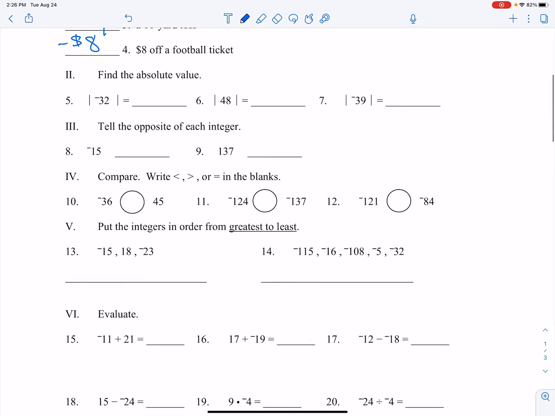Okay, Roman numeral 2, find the absolute value. Remember, absolute value is just how far the number is from zero. We don't care about the direction it's going, just how far. So this first one says, how far is negative 32 from zero? 32. Next one, what's the absolute value of 48? 48. What's the absolute value of negative 39? 39. And absolute value problems are always going to be positive answers because distance is always positive.